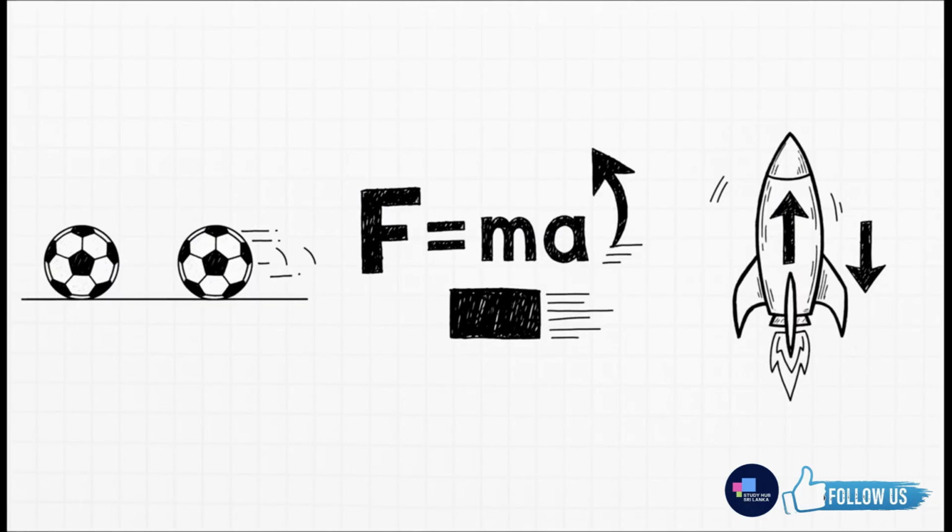So, let's do a quick summary of the 3 big ideas from today. The first law is all about inertia, objects resisting change. The second law is the famous formula, F equals ma. And the third law tells us all about action-reaction pairs. These 3 laws are truly the foundation of how we understand motion.